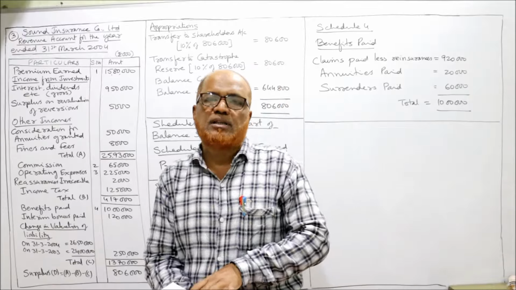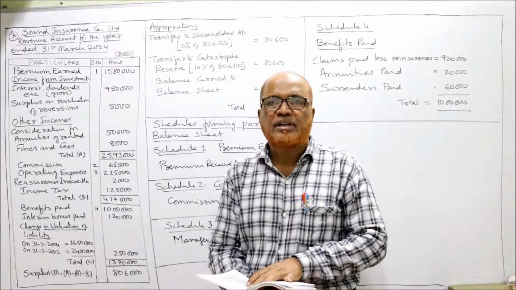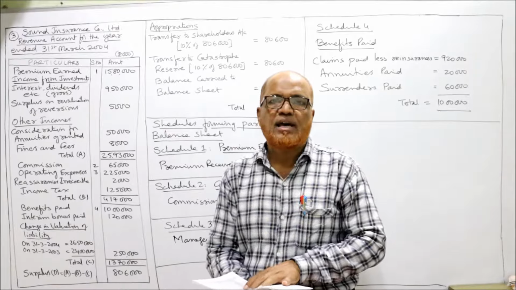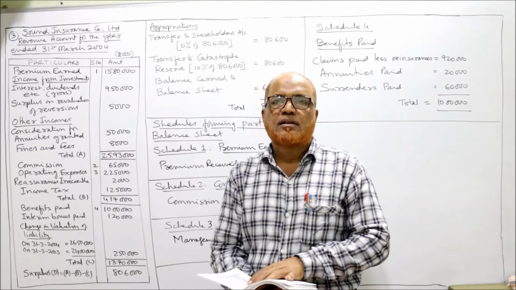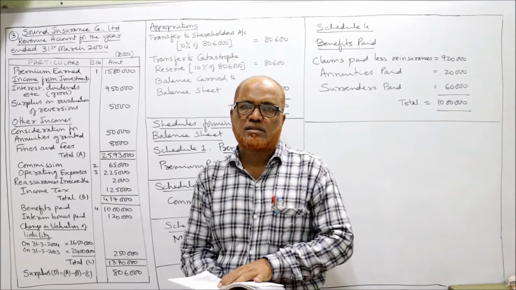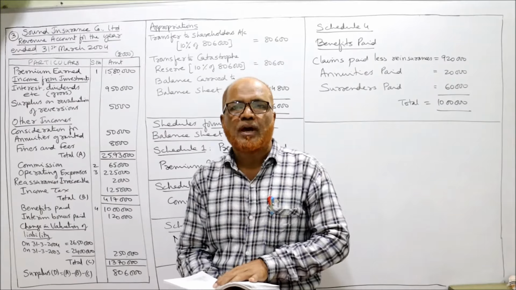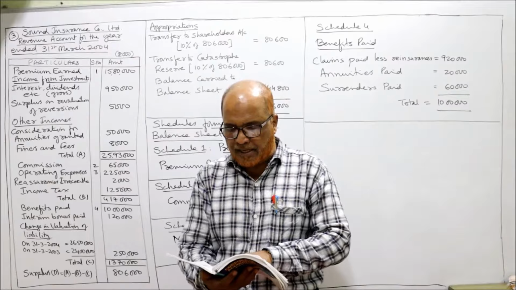Premium received, this will be taken under first schedule. Interest, dividend and rent, income from investment. Fines and fees, this is the new point, other income. Income tax, this income tax will be taken below operating expenses. Below the operating expenses, we'll take commission and operating expenses. Below that operating expenses, we'll take the income tax.